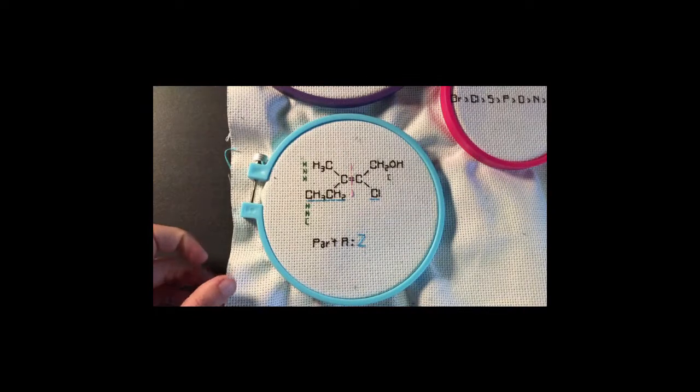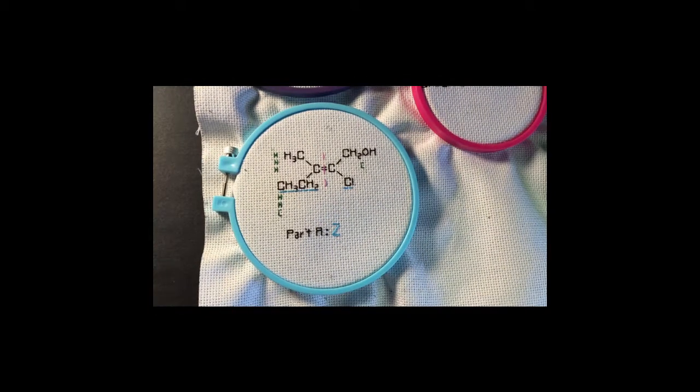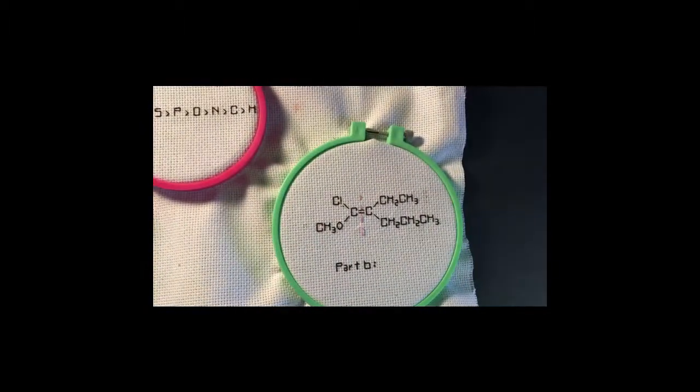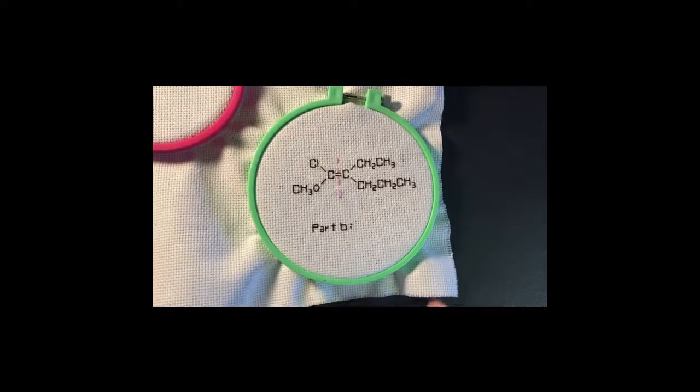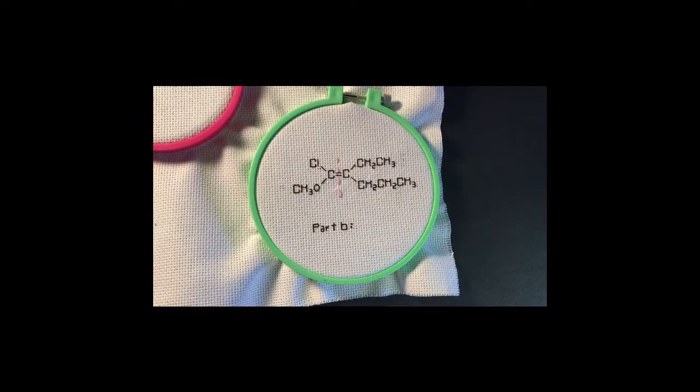Alright, there we go, and that's part A. Now that we have part A out of the way, we can start looking at part B. And as you can see on part B, we already have the line separating it down the middle of that double bond between the 2 carbons. And we can start looking at the left and right sides.